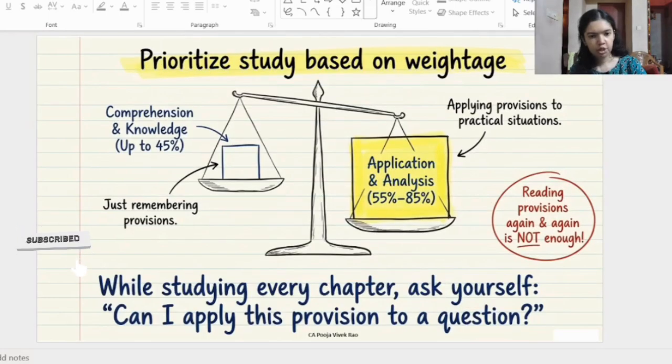So GST is not about just remembering provisions. Another major takeaway is skill-wise weightage.